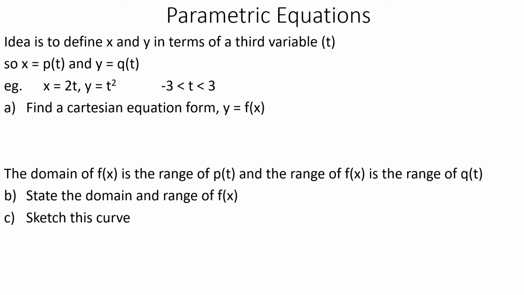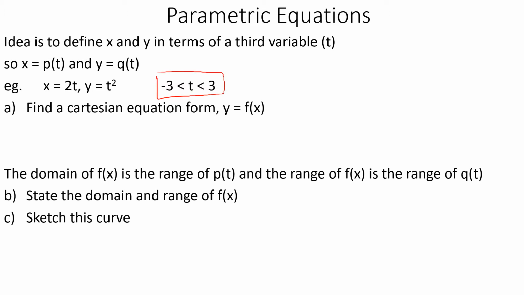So you split it into two things that are dependent on time and not on each other. Anyway, here's an example of a parametric equation. We've got x equals 2t and y equals 2t squared. And you can see that we've got a domain defined for our t. These are the possible values that t can actually have.